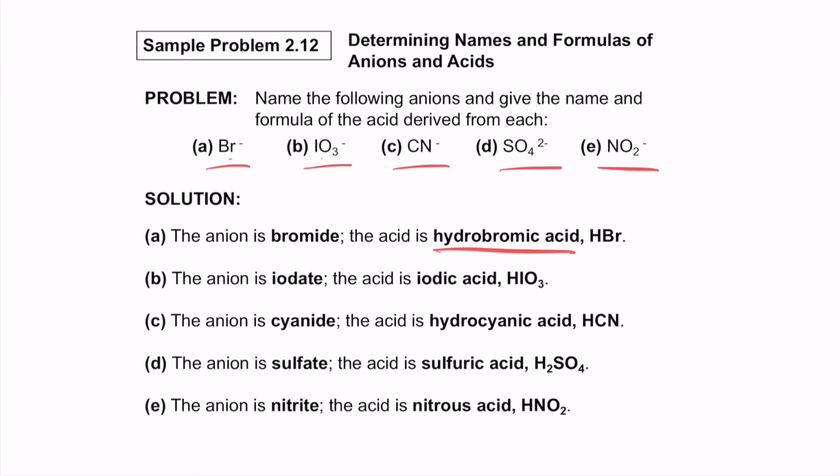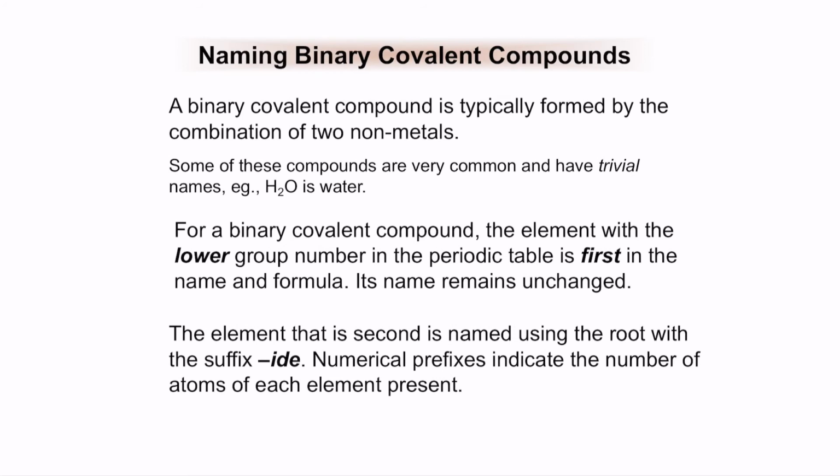IO3 minus, so notice that there are three oxygens, which means it's an ic acid, so it is going to be iodic acid. Cyanide is hydrocyanic acid. This is a sulfate, remember that it's a sulfate, so it's sulfuric acid. This is nitrite, it becomes nitrous acid. So this is how we can determine the names of acids.